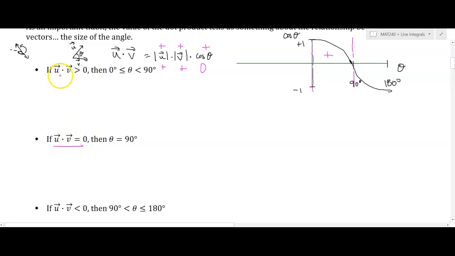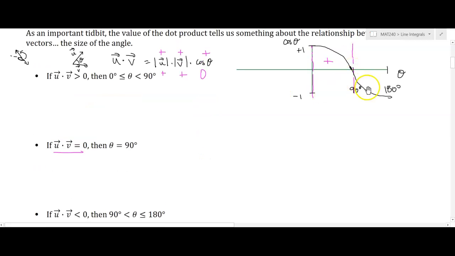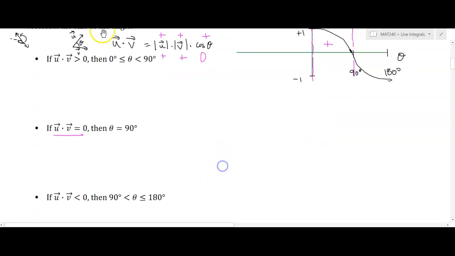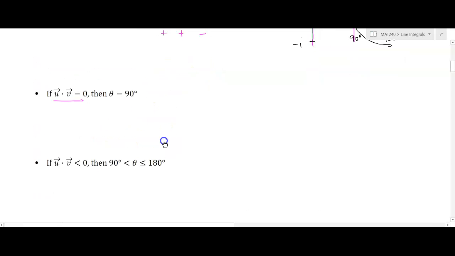So if you compute the dot product and that number is a positive number, you know that the angle between them is somewhere between 0 and 90 degrees. If you compute the dot product and you obtain 0, then that means theta is 90 degrees. And finally, if the dot product is less than 0, that must mean that cosine of theta is negative, and that occurs between 90 degrees and 180 degrees. So here these two are still positive, but if theta is between 90 and 180 degrees, then this whole outcome will be negative, and that means that the angle between them is somewhere between 90 and 180.